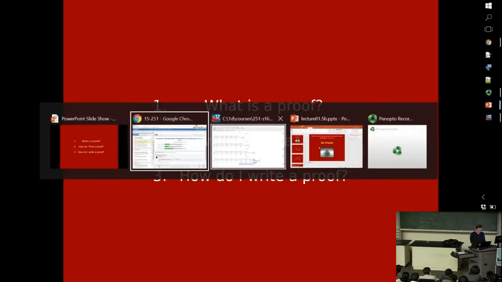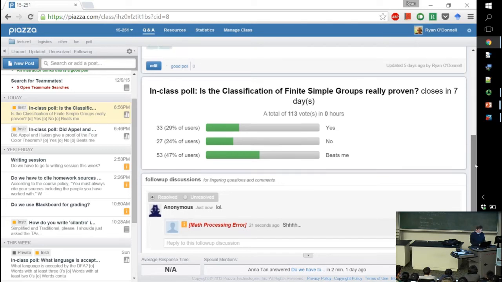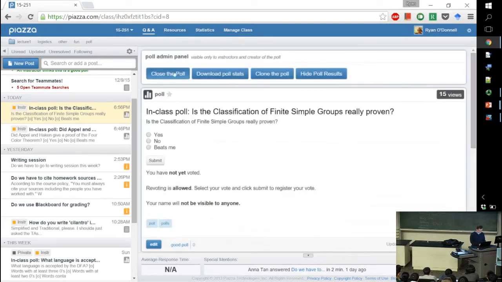Let me see how Piazza did there. Interesting. Did I close it? Let's close it.